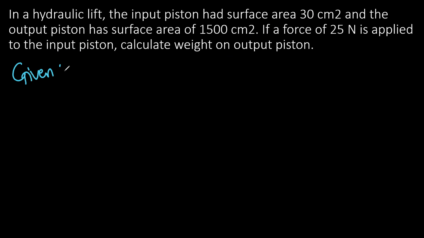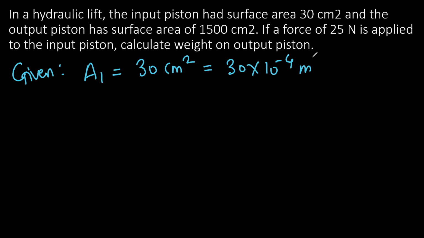Input and output terms. So we consider input as 1 and output as 2. So what is the initial area? Initial area is 30 centimeters square. Convert this into meters. So 30 into 10 raised to minus 4 meter square.